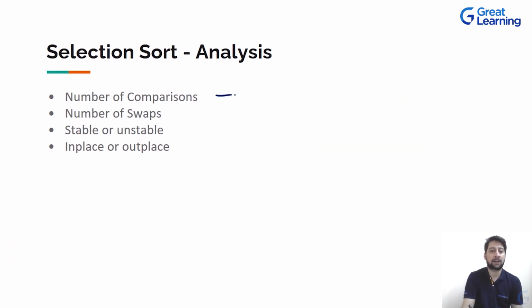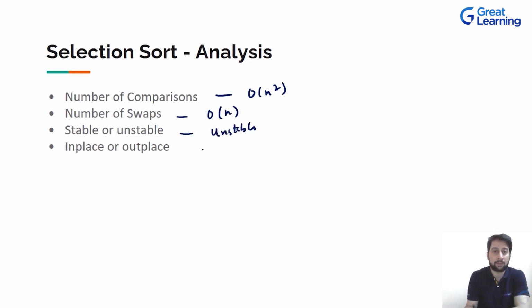Let's reiterate what we learned so far. If we talk about the number of comparisons, in the worst case it can go to big O of n square. In terms of the number of swaps, it is big O of n. It is an unstable algorithm and it is an in place algorithm.